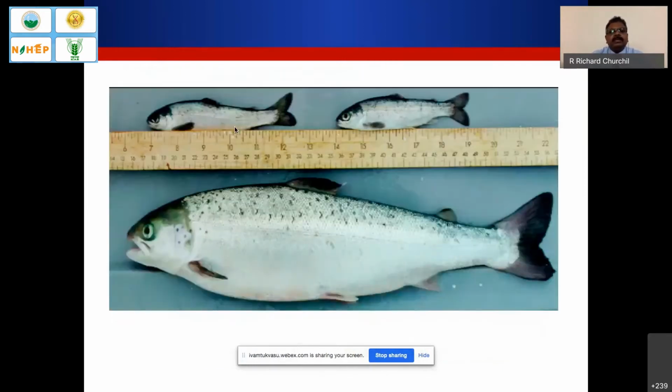Now see the fish. The upper one is the wild fish, and the lower one is the transgenic fish of the same age. See the size difference. Why does it happen? There is a growth hormone switched on, like a switch mechanism that is introduced into the genome of this fish. That's why it grows faster.